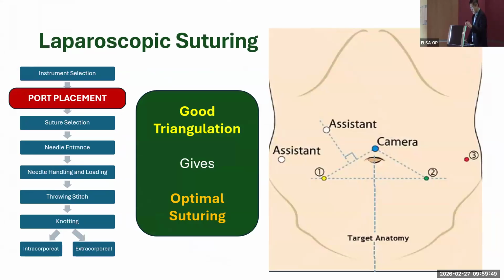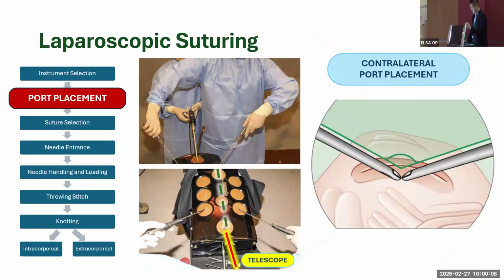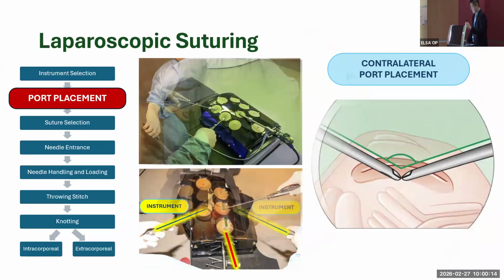A very good port placement is very important because good triangulation will give you optimal suturing. There are a few ways we can place the ports. First is contralateral port placement, where let me guide you through. This is the midline, this is the telescope, and this is called the contralateral port placement. All right, so one is on the left, the other one on the right.